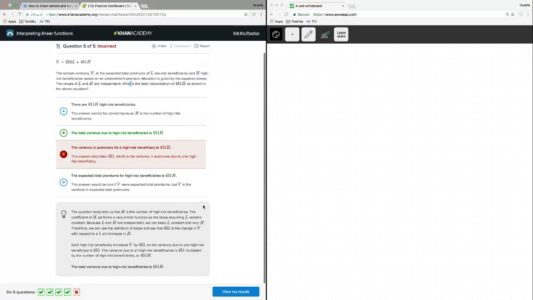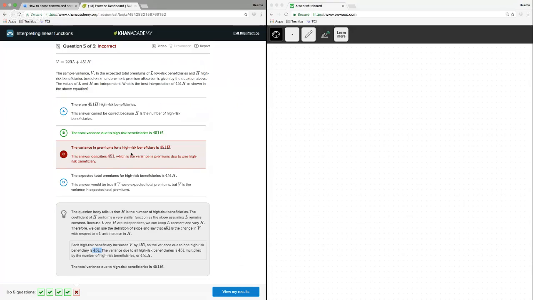Let's read the explanation together. The question body tells us that H is the number of high risk beneficiaries. The coefficient of H performs a very similar function. Therefore, we can use the definition: 451 is the change in V with respect to each high risk beneficiary. So the variance due to one high risk beneficiary is 451. So this answer describes 451, which is the variance in premiums due to one high risk beneficiary. Oh, yeah, I missed that part.